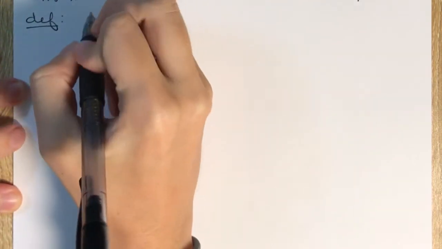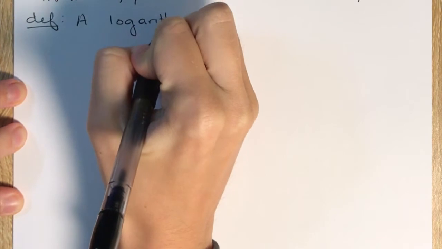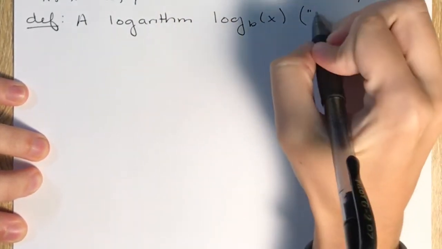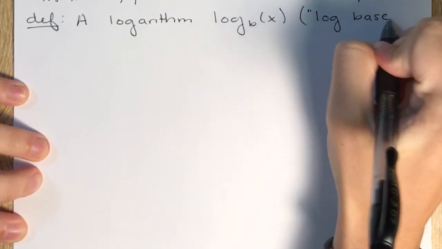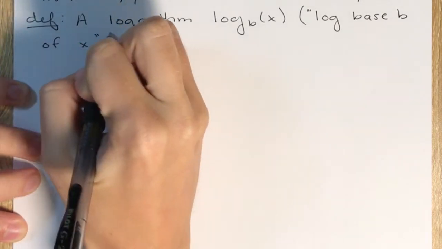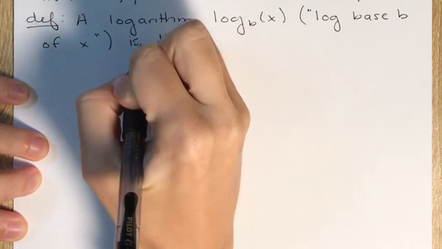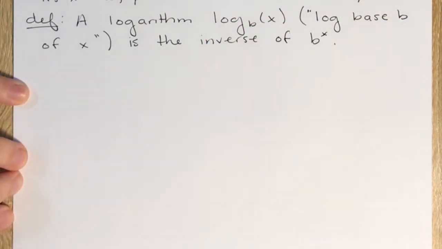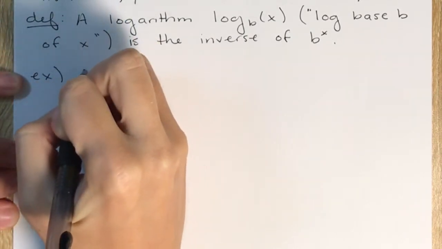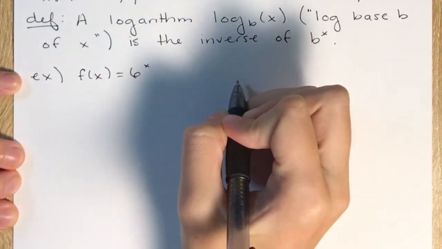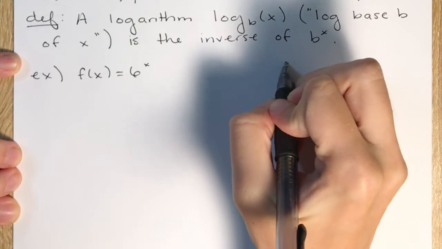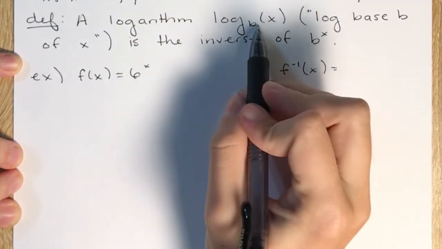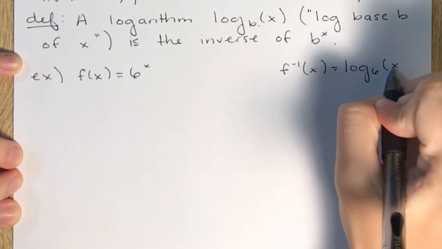So definition, a logarithm, log base b of x, let's write it down in your notes. The way we say that is log base b of x is the inverse of b to the x. So, for example, if I have f of x equals 6 to the x, that means by our definition that we have f inverse of x that's equal to, well, we said b was 6, so here b will also be 6. So we have log base 6 of x.